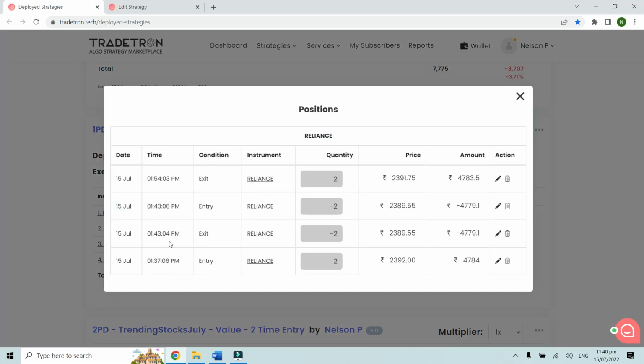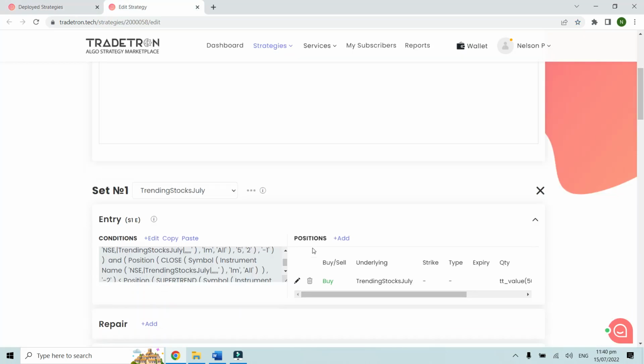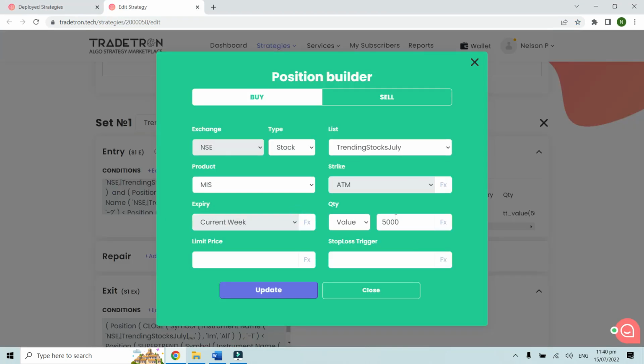So if you see in Reliance, what it has done is it has taken entry on the buy side, right? At 1:37 p.m. it took entry in the Reliance stock on the buy side worth 5,000 rupees. As you can see, one share value of Reliance is 2392, and hence it has taken 2 shares, that is approximately around 5,000. So always remember that whenever you put a value of 5,000 or any value that you put over here, obviously the exact value of the share will not be exactly 5,000 rupees. So what it will do is round off to the closest figure. Whatever is the closest figure to 5,000, it will take that value for each stock.